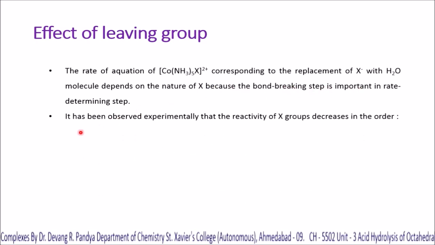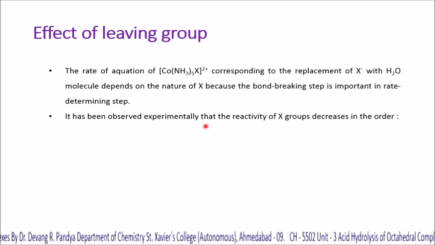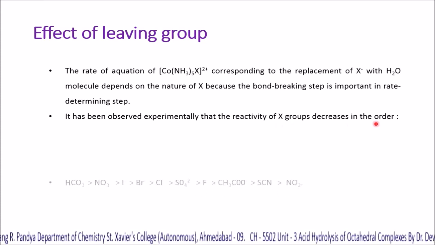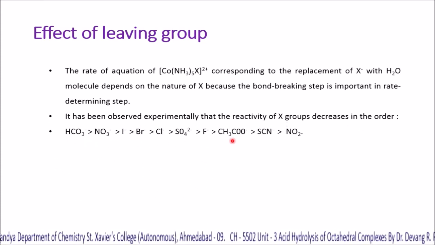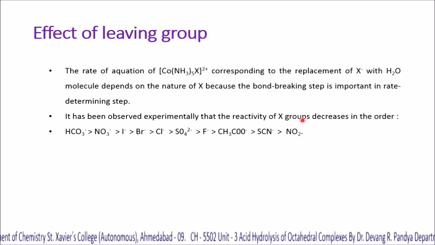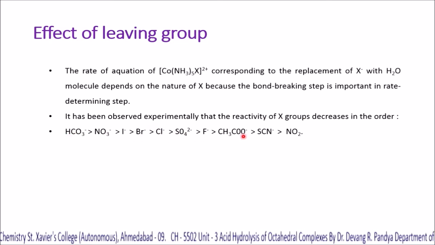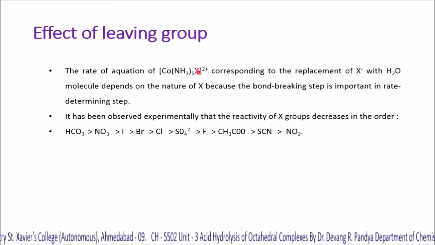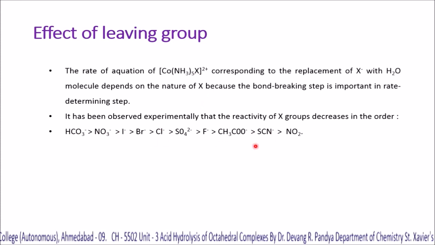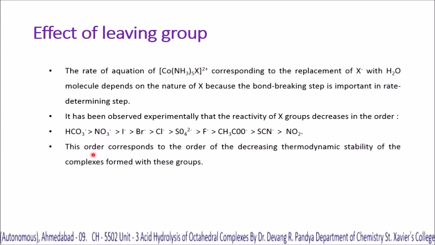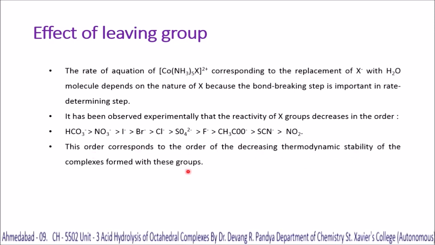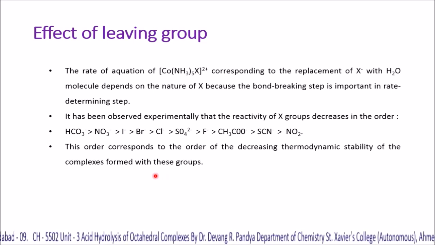As we have discussed earlier, it has been observed experimentally that the reactivity of X decreases in this order. This is the order of the reactivity of this leaving group. These are all leaving groups, not halo groups. X is considered as the leaving group over here, and this is the way the reactivity of the complex decreases. This order corresponds to the order of decreasing thermodynamic stability of the complex formed with these groups as well.